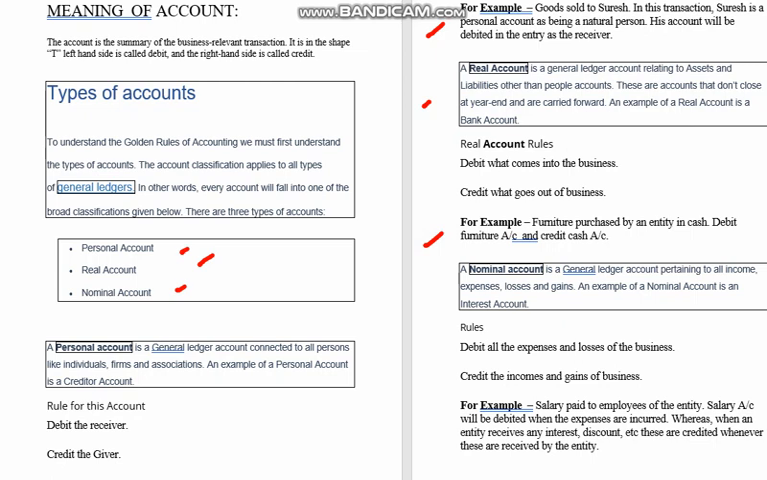You can see the example here. Salary is paid. When we are paying a salary, salaries are expenses, so we have to debit it. When we are paying stationery expenses, we have to debit the stationery expenses. When we are receiving interest, we have to credit the interest because we are receiving. So these are the rules of the three accounts: personal, real and nominal, with examples. You can go through this.